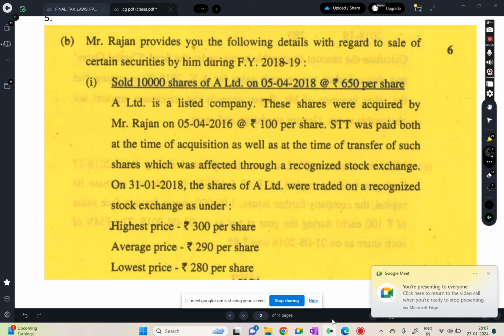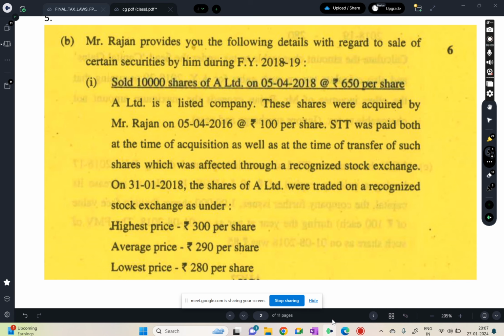Rajan provides the following details with regard to the sale of certain securities by him during the financial year 2018-19. Sold 1000 shares of A Limited on 5/4/2018 at 650 per share. A Limited is a listed company. These shares were acquired by Mr. Ranjan on 5/4/2016 at 100 per share. STT was paid both at the time of the acquisition as well as at the time of the transfer of such shares, which was effected through the stock exchange. And then these shares were traded. They have given the prices.